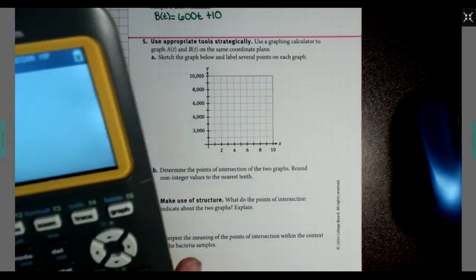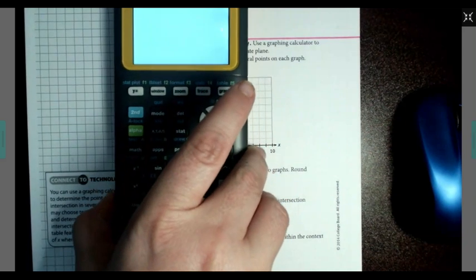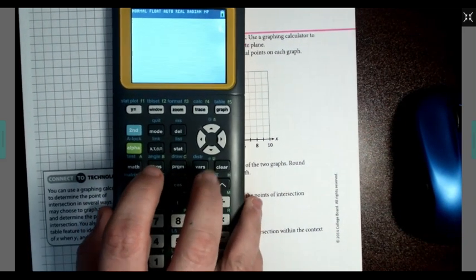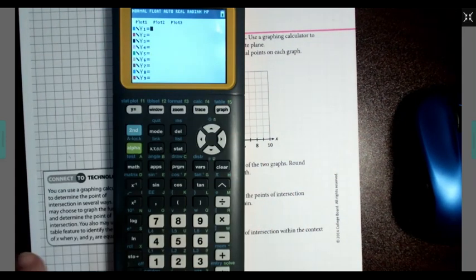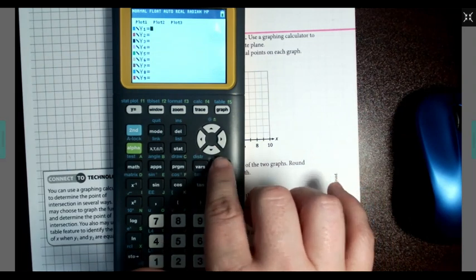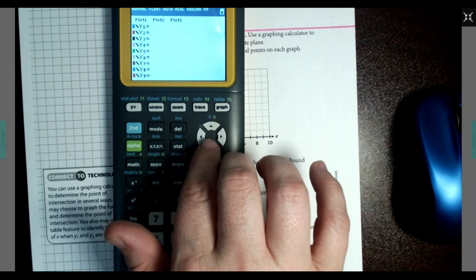All right, so I have got my calculator here. And as you can see, my cursor is blinking in the corner. I'm going to press Y equals. If there's anything in here, all you need to do is press clear and keep going down the line and it'll clear everything out for you, okay?